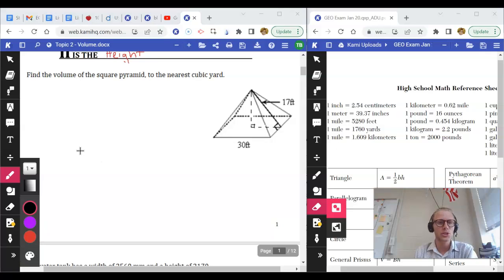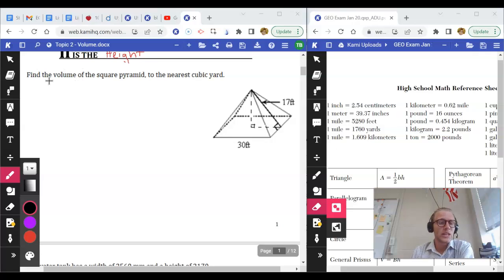Alright, so let's actually look at an example of finding a volume. Again, you will need to persevere. The information won't be simple and straightforward. You're going to have to do a couple steps to get to the correct answer. If you can accept that going into the problem, it'll be a lot easier. Okay? So let's take a look.